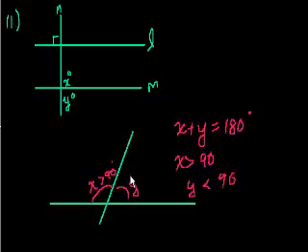We can look at the other choices. Y is definitely not going to be greater than 90. Y is definitely not going to be equal to 90. If Y is equal to 90 and X is greater than 90, then these two angles are going to be greater than 180 degrees, which we know it can't be.